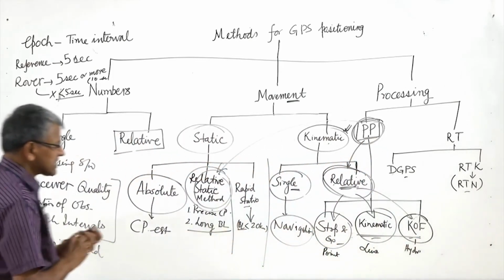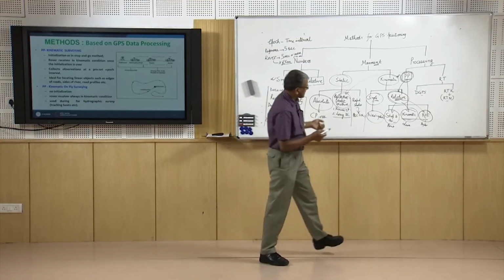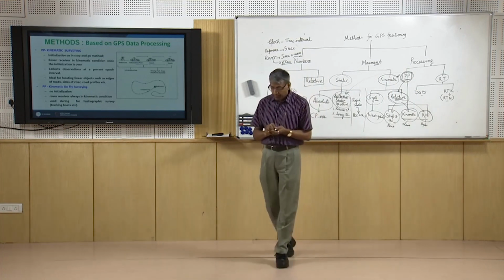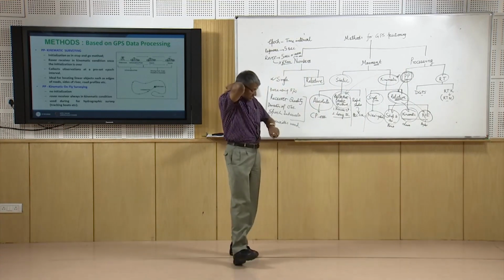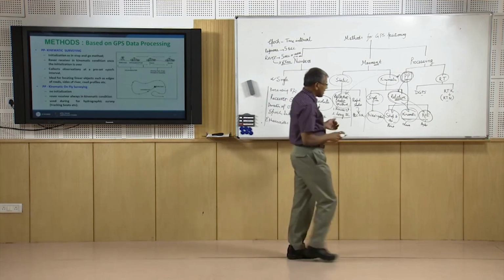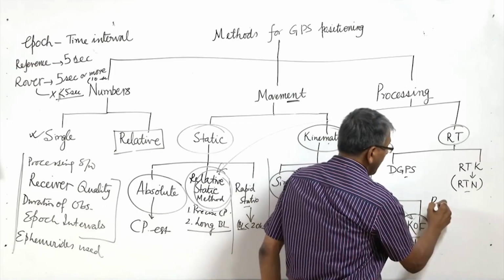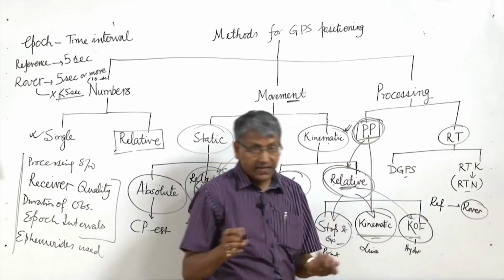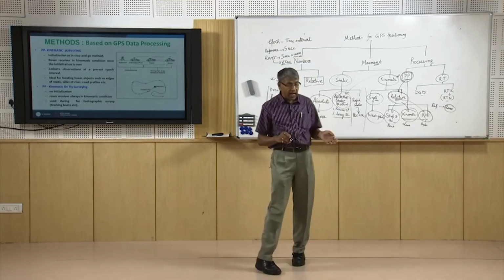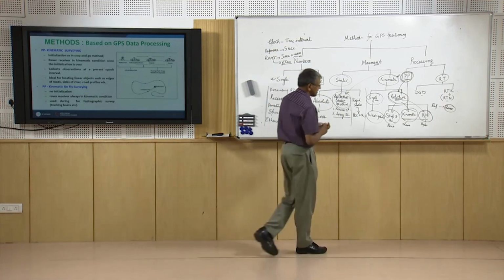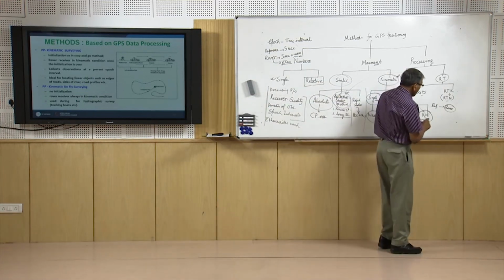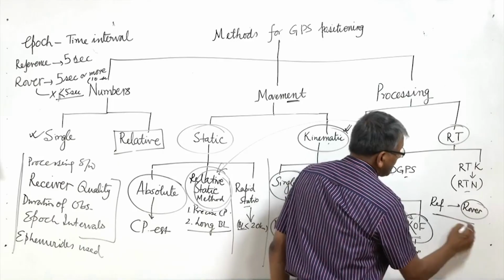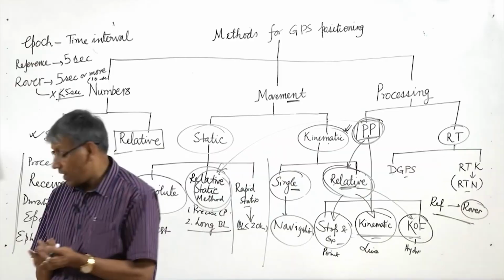Another variety which is now very popular is real time GPS surveying. Now in case of real time surveying, the errors are sent from the reference to the rover, and the rover makes corrections in real time and provides position in real time. So in this case there is an additional arrangement that is required.